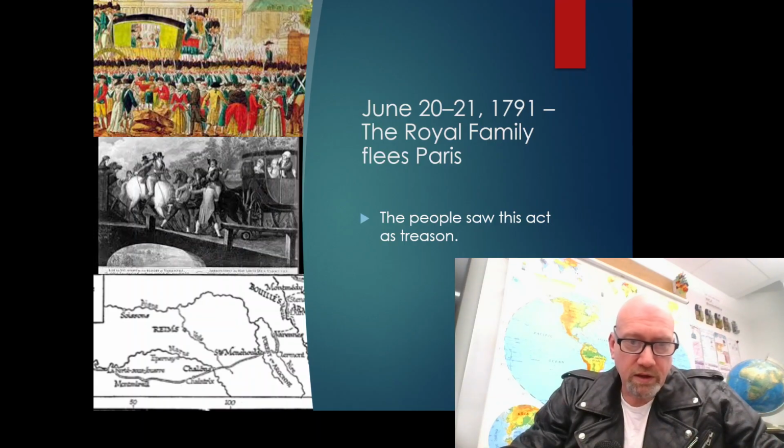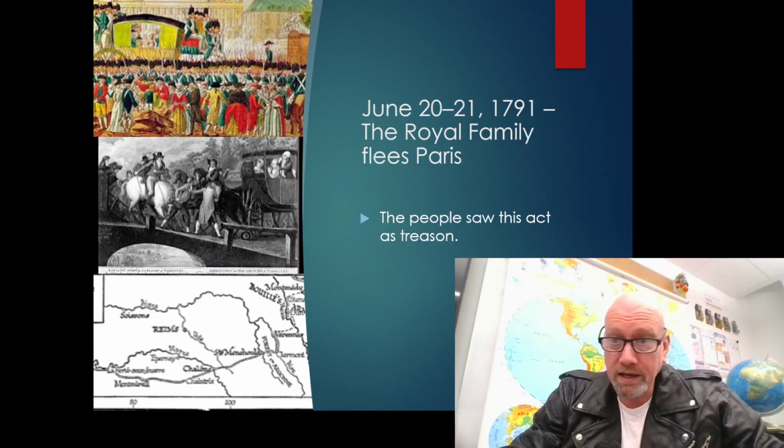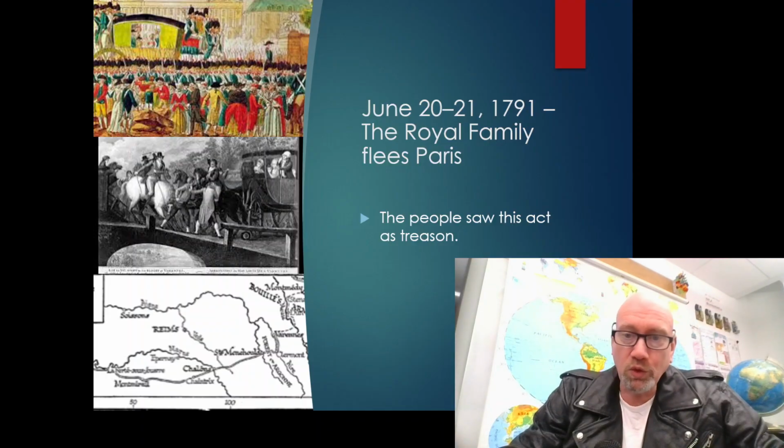June 20th to 21st, 1791, the royal family flees to Paris. Now, I skipped over something there. What I should say is that after the women march to Versailles, they demand that the king and queen move from Versailles to the city of Paris, and they do that for a while, but then they flee later on.